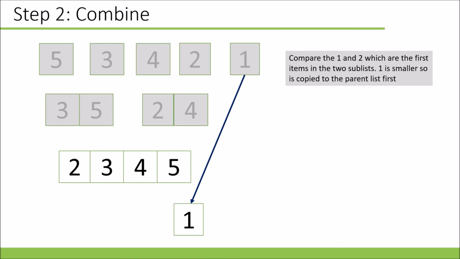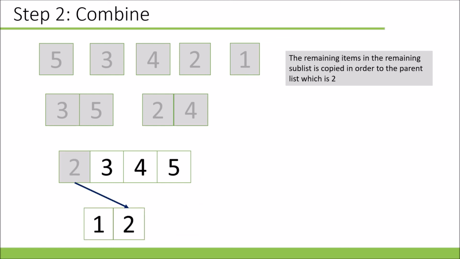So the final merging that we need to do is to merge these 2 sublists. Again, we follow the same process. So we take the value 1 because that's the smallest value. When we compare the 1 with the 2, it's clearly smaller than the 2, so that goes into our new parent list first. And then we copy all the remaining elements from the other list in: 1, 2, 3, 4, 5.